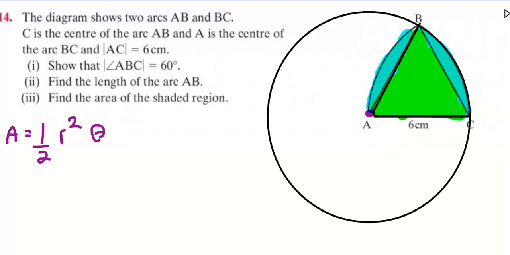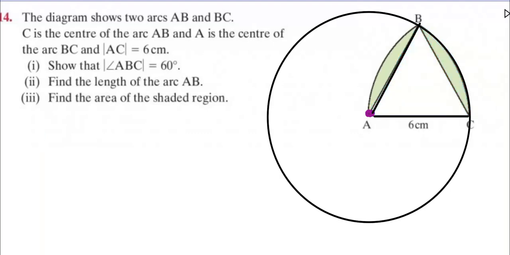Okay. So first things first. We're going to need to figure out what is the... It wants us to do it in order, doesn't it? So it gives us part one. Would everybody agree that this is also 6? How do we know that this is 6? They're both radiuses, aren't they?